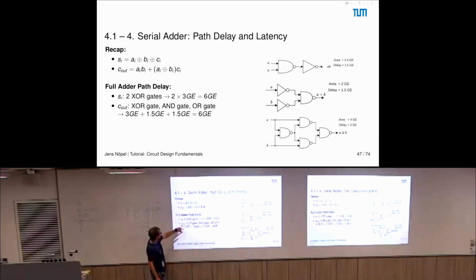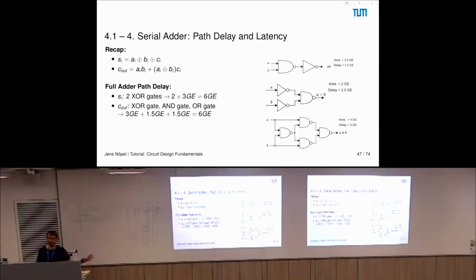Then we have Cout, which looks a little bit more complicated. Starting at the most nested operation, this is A XOR B. Then we have an AND of the result, which gives us this one. And then the next operation is the ORing with the result of A and B. And why is A and B not reflected in here? The reason is that the calculation of A and B can happen during the time the calculation of this one is happening. So we get 3 GE plus 1.5 GE plus 1.5 GE resulting in 6.